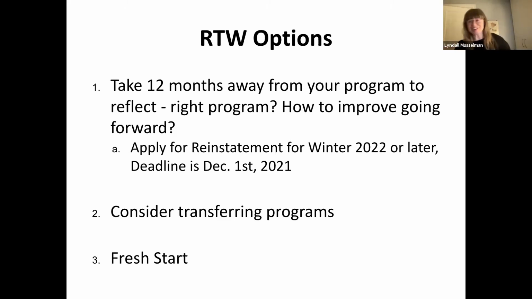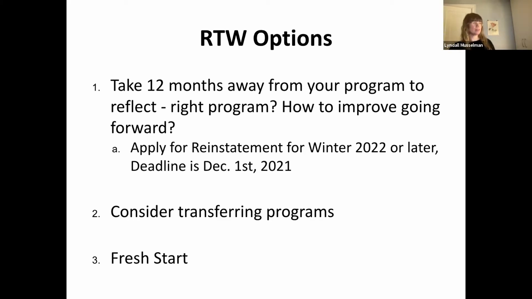So RTW options. Number 1, you would have to take the 12-month, so a full 1-year period away from your studies. And you're supposed to reflect on, is this the right program for you? What are maybe some barriers to my learning and my success? And how am I going to improve going forward? So just know that if you were assigned to RTW as of the end of fall 2020, you could apply for reinstatement that would take place winter 2022 or later. And just know your deadline for applying for reinstatement would be December 1st of 2021.